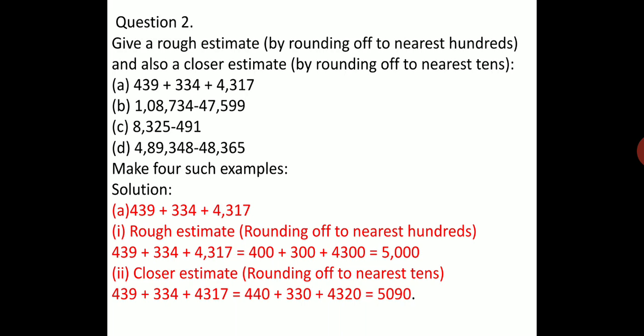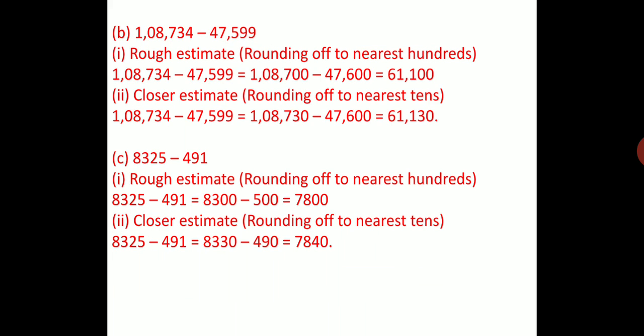What is the nearest tens to 334? It is 330. What is the nearest tens to 4317? It is 4320. When we add all the three numbers, it comes to 5090. Now you can understand easily, there is a difference in the answer, but it is an estimation. Now come to the next slide.